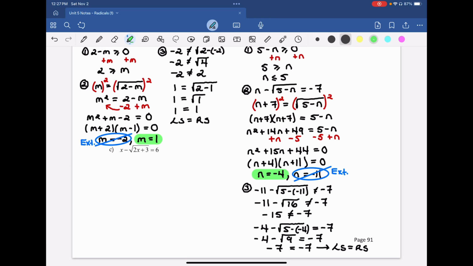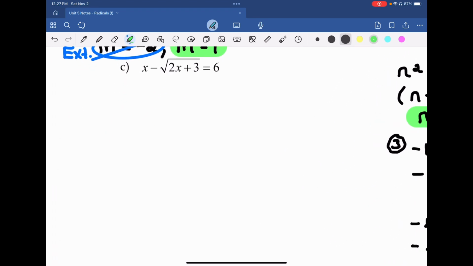Perfect. Okay. Now, we have one more example, which is C here. So let's make sure we do this one here. Off on this side here, right away we want to state our restrictions. So for part number 1, we're going to write 2x plus 3 must be greater than or equal to 0, because we can't have a negative square root.